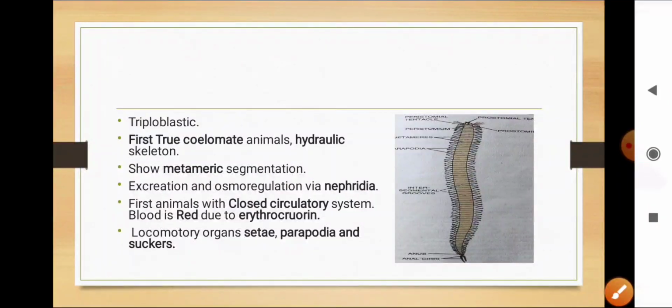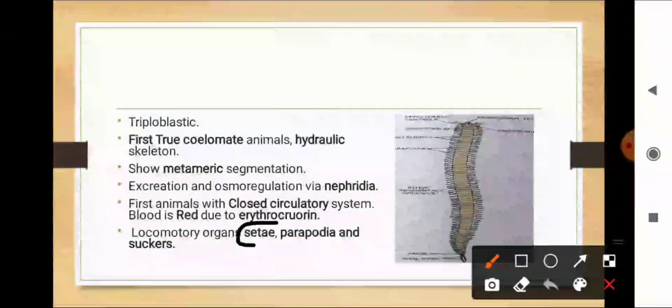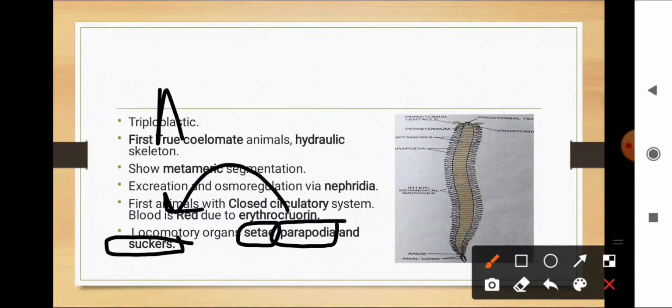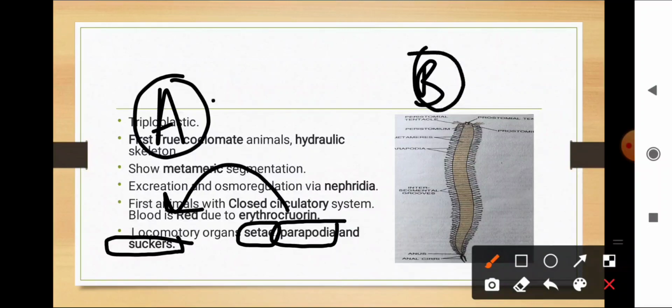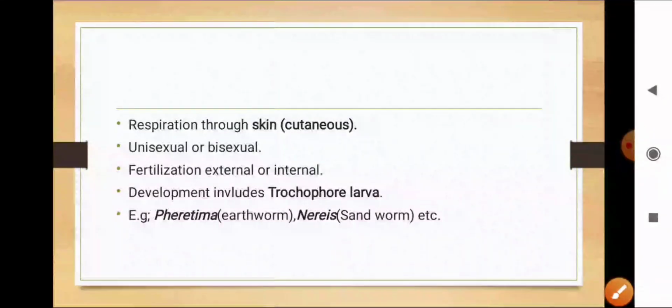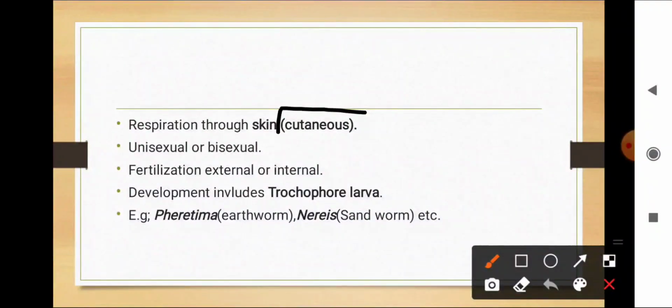Locomotory organs are present. They may be in the shape of setae, in the form of parapodia, and it also occurs through the presence of suckers. These are the three body parts or organs which help in locomotion, that is, movement from place A to place B. By using setae, parapodia and suckers, they can move from one place to another. Okay. Respiration occurs through the skin, that is why it is also known as cutaneous respiration. The skin is very thick, and gas can pass through the skin.